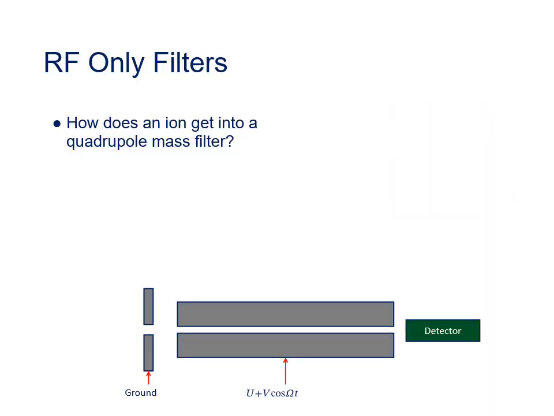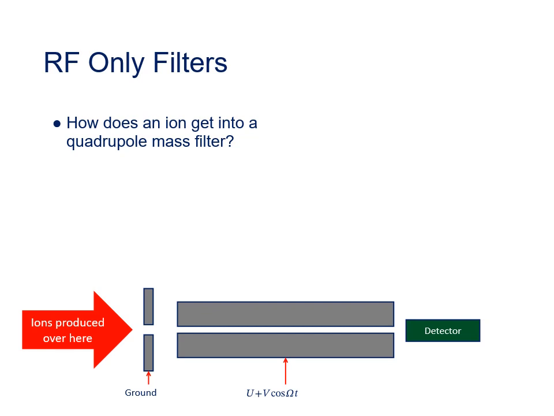So to understand this, let's think about how an ion gets into a quadrupole mass filter. Here's a really simple schematic showing how a basic single quadrupole instrument might work. Let's imagine that ions are produced over here, and those ions then have to get through the quadrupole and to the detector to generate a signal.